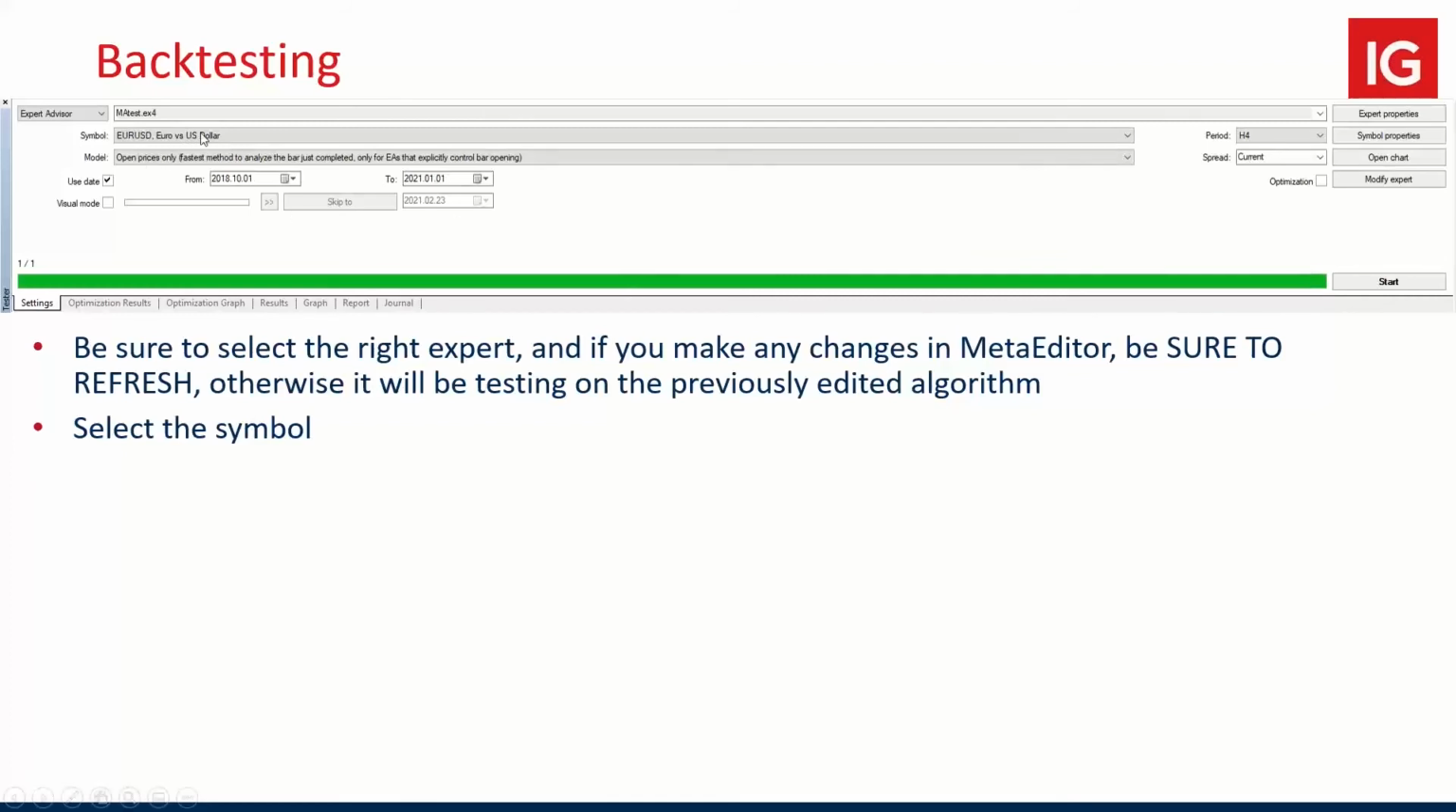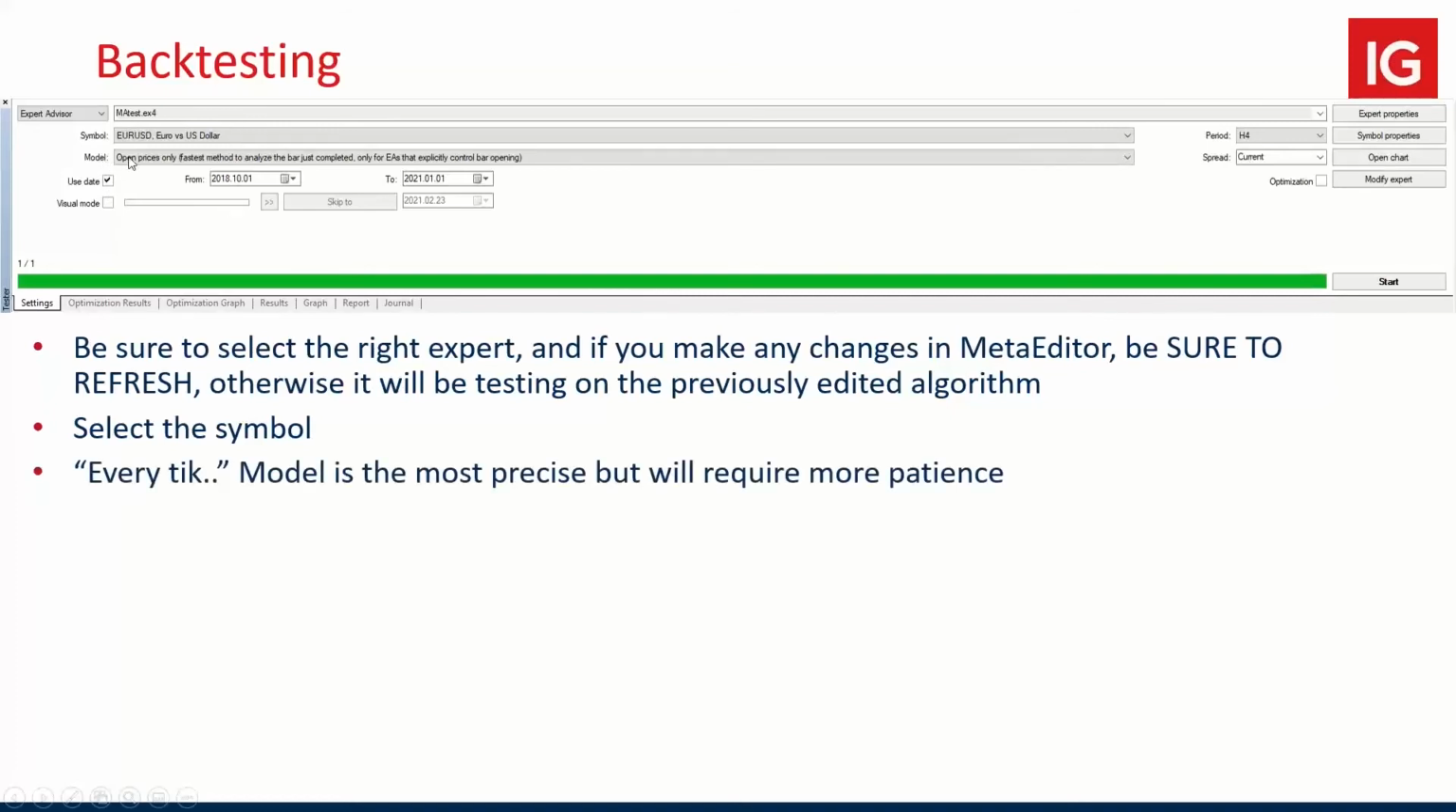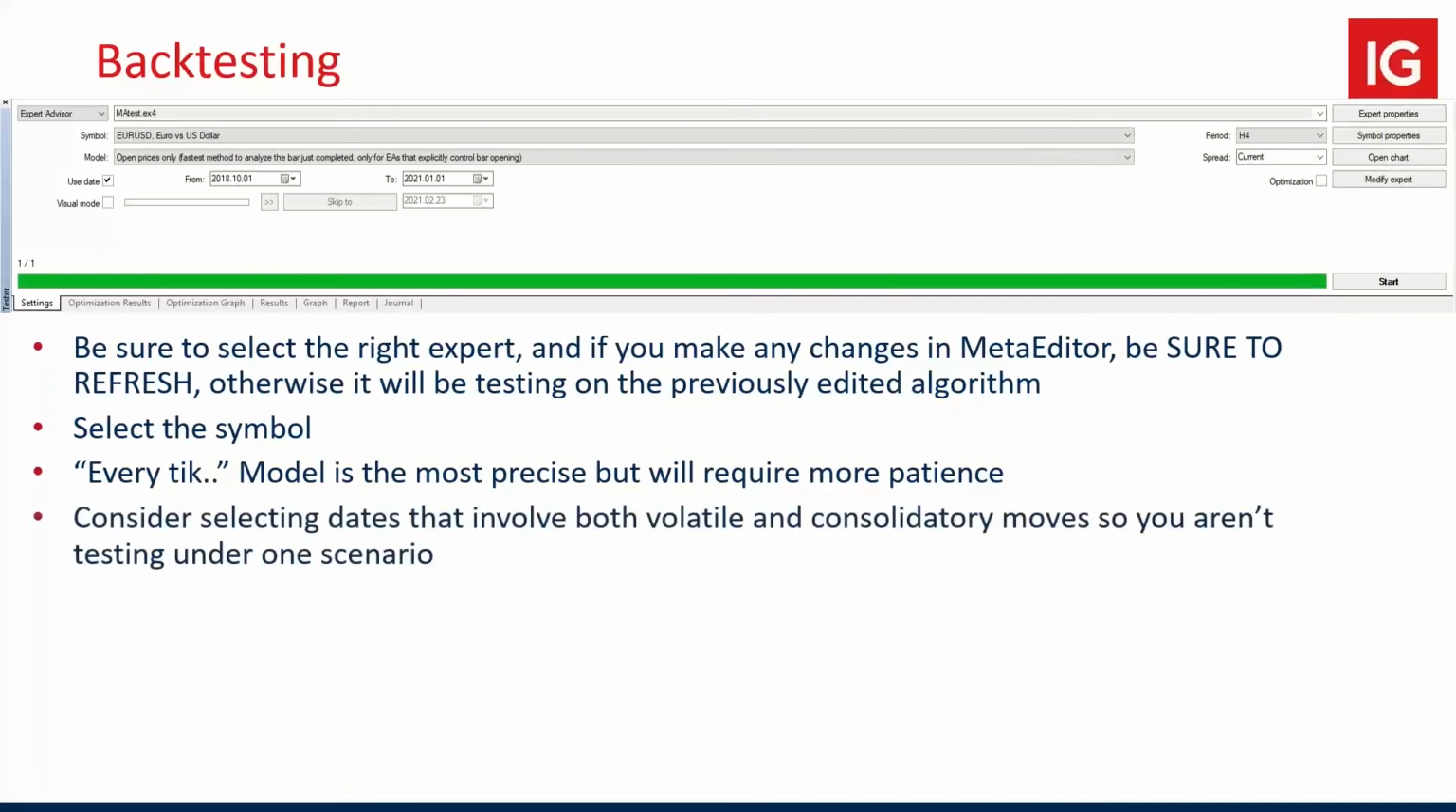It happened once to me, by the way, where I forgot to select the symbol, and I was wondering what's wrong. Is something wrong with my program? It's because you need to select the symbol. And then, of course, when it comes to which model you want to choose, the most precise is to choose every tick. I'm going to show you guys in a second, but it does mean that you're going to need to be a little patient. It might take a bit longer to get the results that you need.